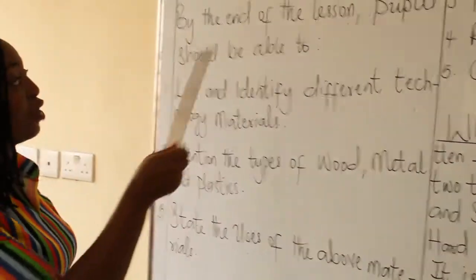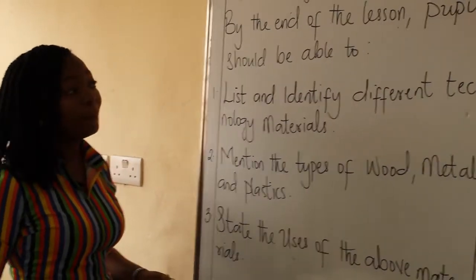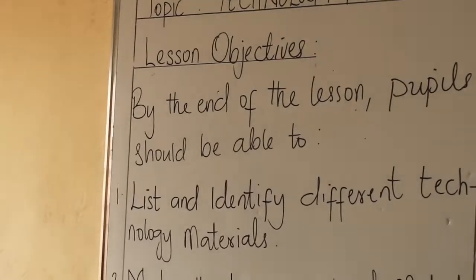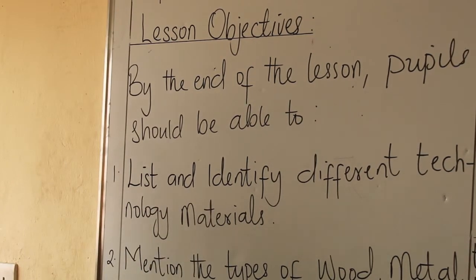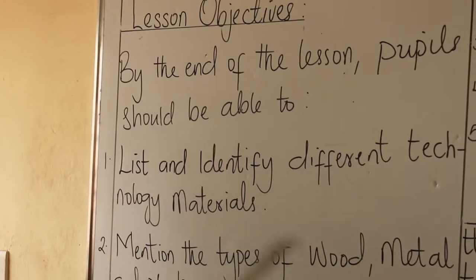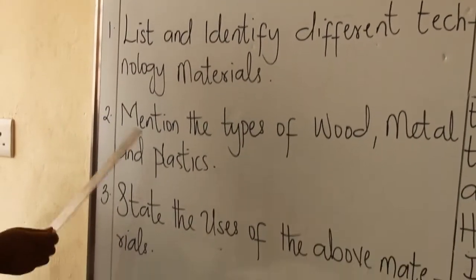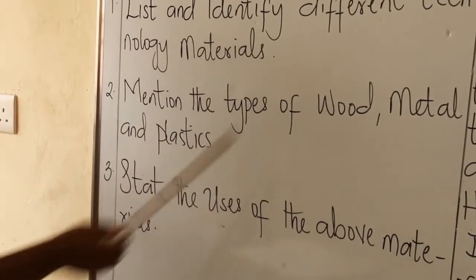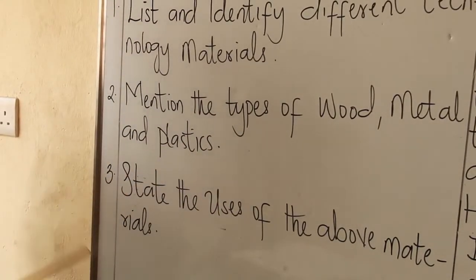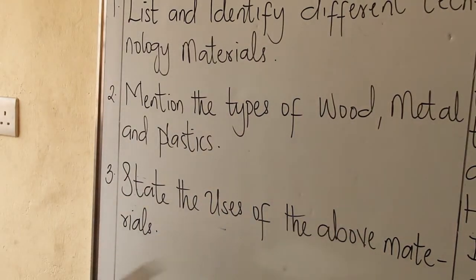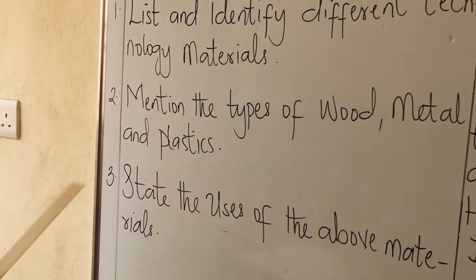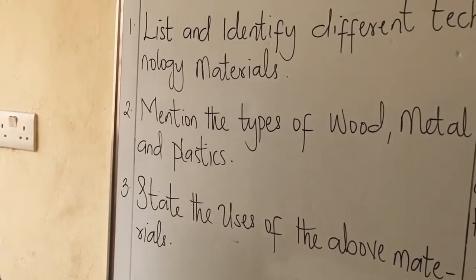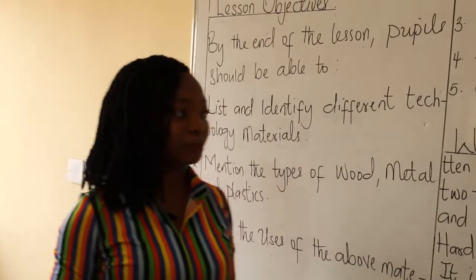Now let's look at our lesson objectives. By the end of this lesson, you should be able to, number one, list and identify different technology materials. Number two, mention the types of wood, metal, and plastics. And number three, state the uses of the above materials, that is, wood, metal, and plastics. These are our lesson objectives.